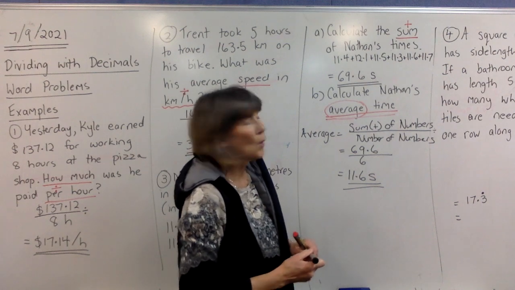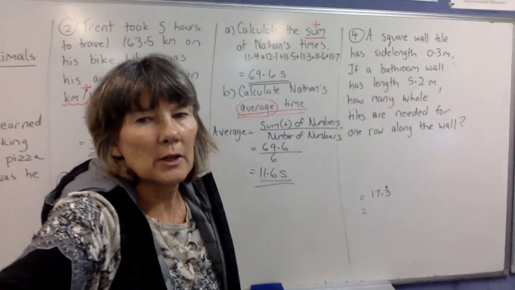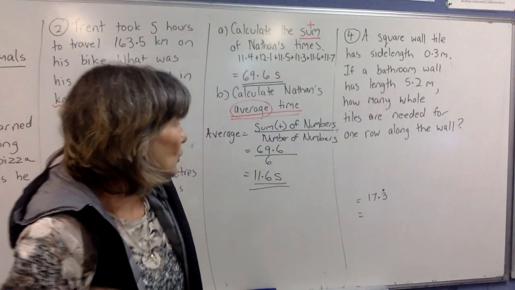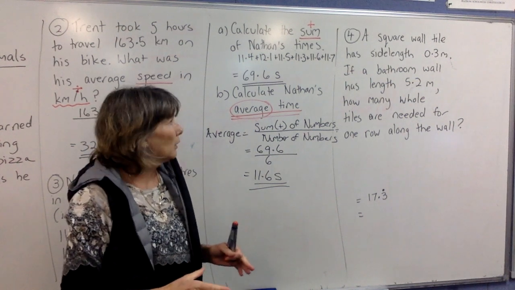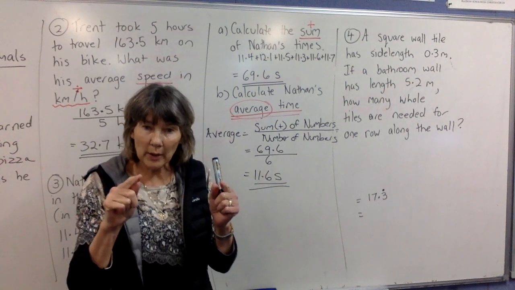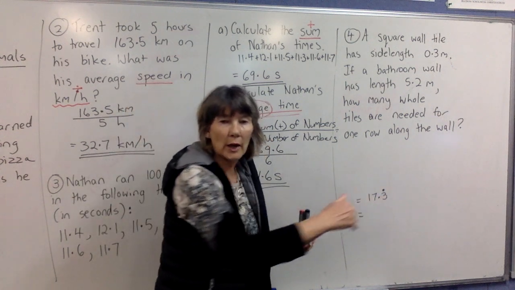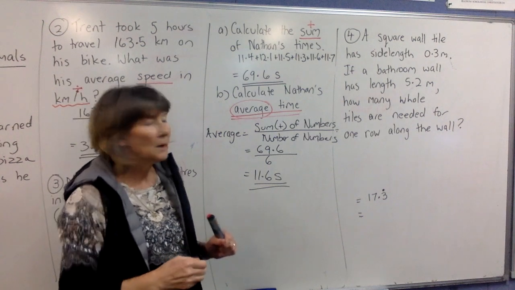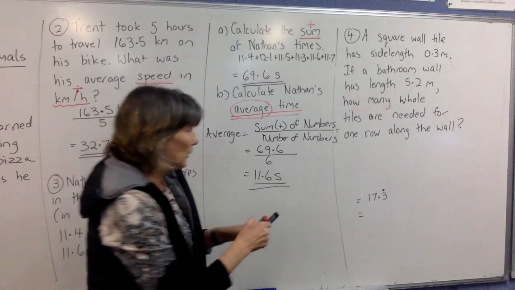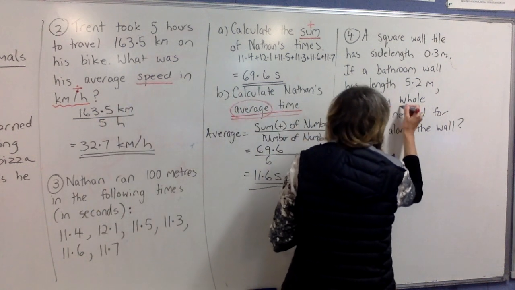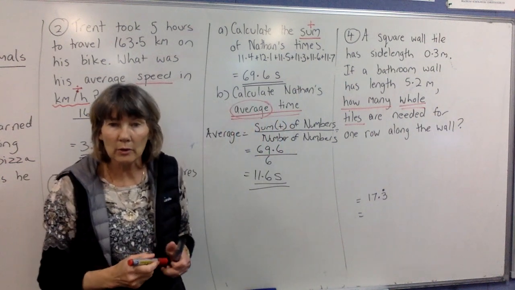Okay, number 4. Now this question is a little bit trickier and a few of you are going to get a little bit confused, so we're going to draw a little bit of a diagram for it in a minute. So we have a square wall tile. It's got a side length of the square of 0.3 metres. And we're going to lay them all out next to each other along a bathroom wall. That bathroom wall is 5.2 metres long. We want to know how many whole tiles we're going to need for that one row along the wall.